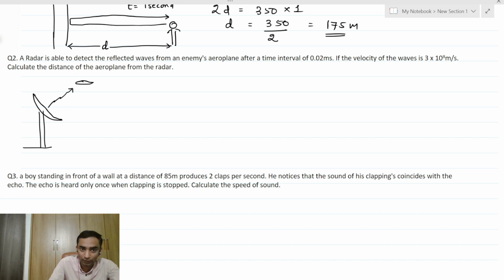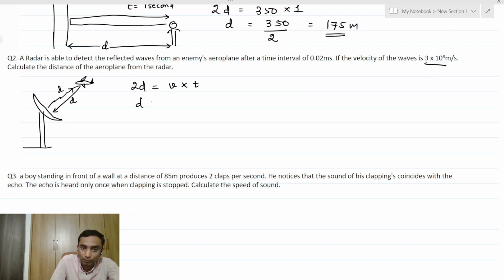And say for example, if I draw a small enemy plane over here, then these electromagnetic waves travel a distance d, and then after reflection it comes back again. So the total distance again is 2d. So 2d is equal to speed into time. Here the speed is not of the sound wave. Electromagnetic waves travel with the speed of light.